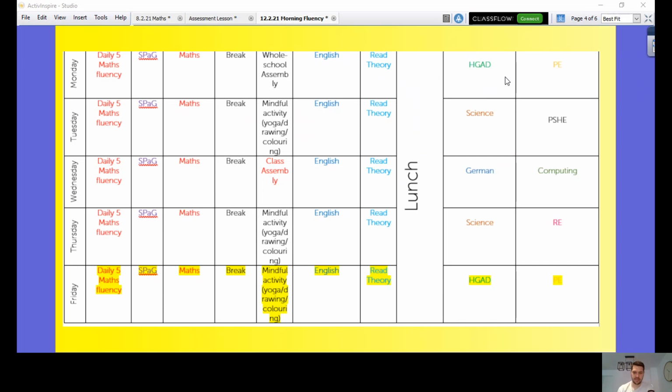After break and your mindful activity, you have English and read theory, and after lunch you're going to be finishing off your history project, and then you have yoga with Miss Crown as the final lesson.